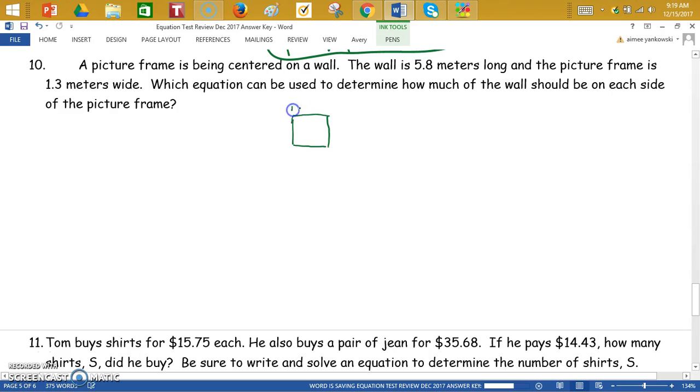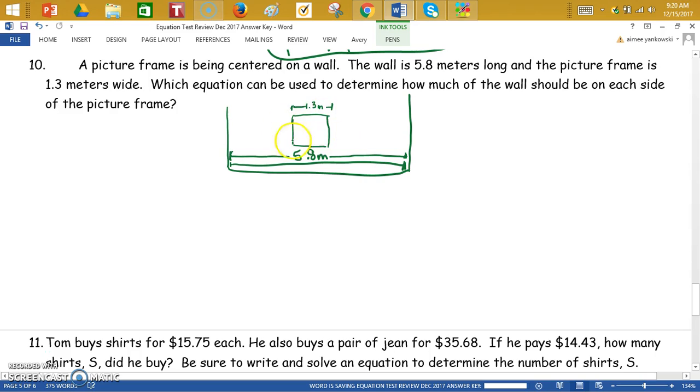All right, I got my picture frame. My picture frame is 1.3 meters. And then it's inside this beautiful room. And the wall I'm trying to center it along is 5.8 meters long. So that's how long the actual room is. And I'm trying to get it centered here.